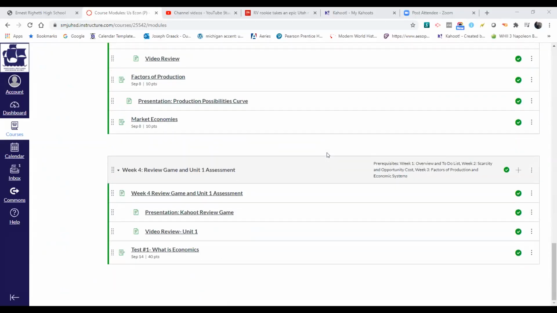Module 4, as I said, a couple of things. We'll review the production possibilities curve from last week. We will play the review game online. I'll introduce the idea of a decision matrix to you, and then I'll show you how to access your exam.